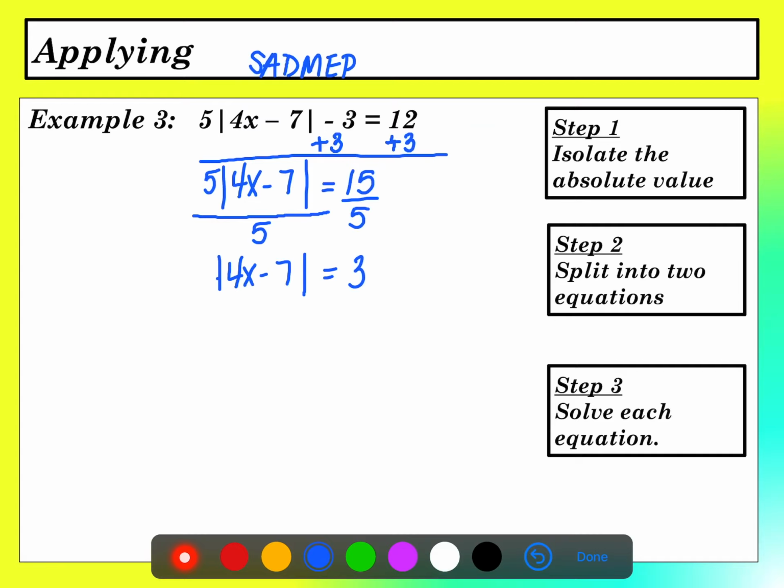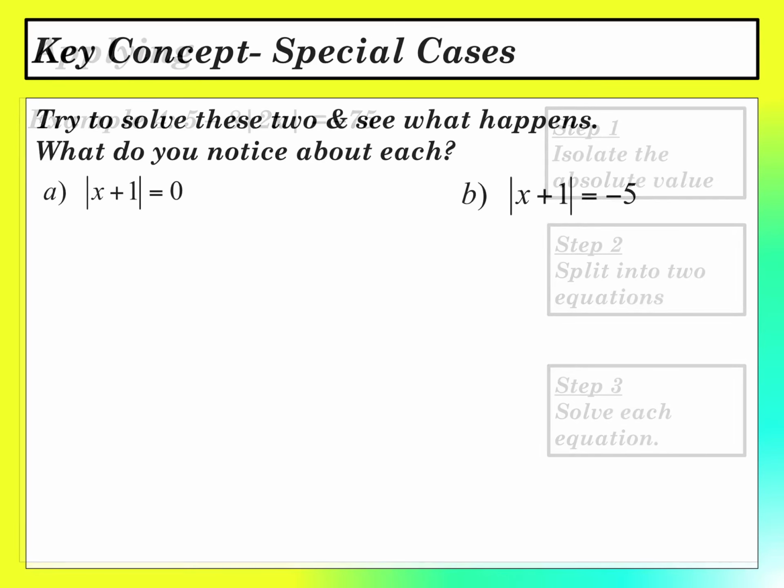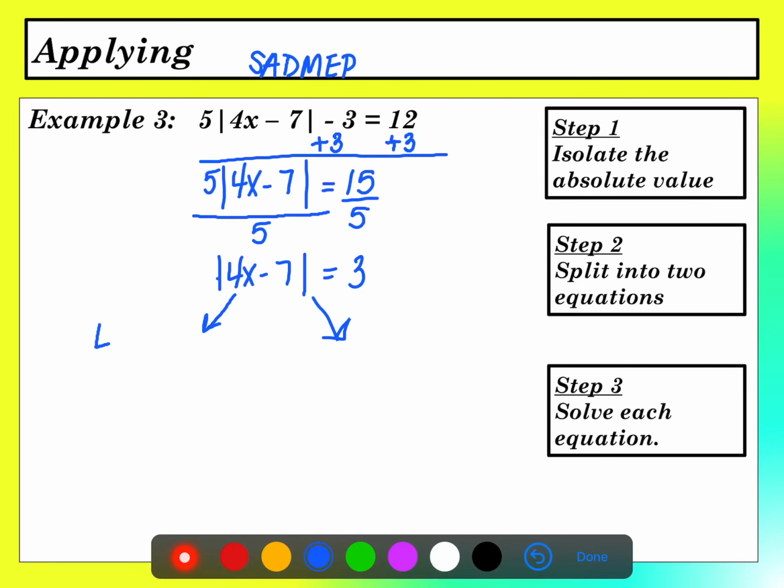All right, so we see that these bars are by themselves, so we can split up. So 4x minus 7 equals 3. 4x minus 7 equals negative 3.